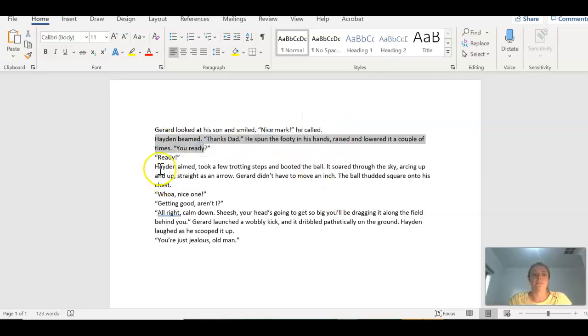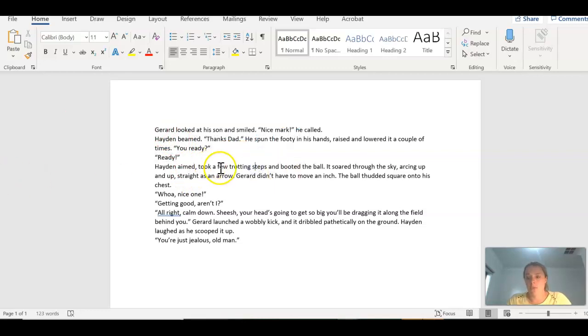All right, so Hayden's beaming. "Thanks, Dad," he says. And now Hayden continues the action. Because Hayden's continuing that action along with his speech, he can remain on the same line. He speaks again. It's not a new speaker. So this all remains as one section. Now I line drop it to "Ready." Here, even though I haven't said who's saying it, the line drop indicates that it is Jared who is now speaking.